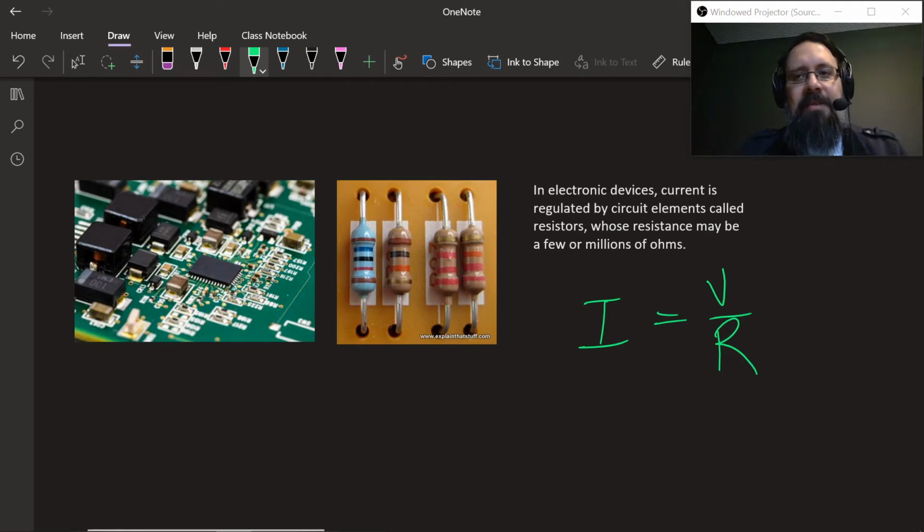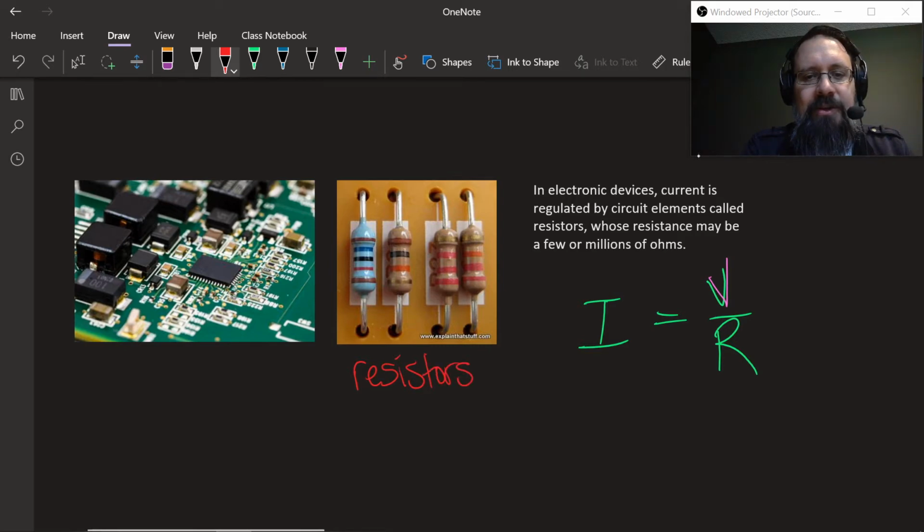And it's based on the potential difference, like your battery or your voltage supply. Whether you're plugging into the wall or using a battery or something like that, that's going to set what your voltage is. And then depending upon what current you want, you're going to need a certain amount of resistance in your circuit. So these devices here are called resistors.